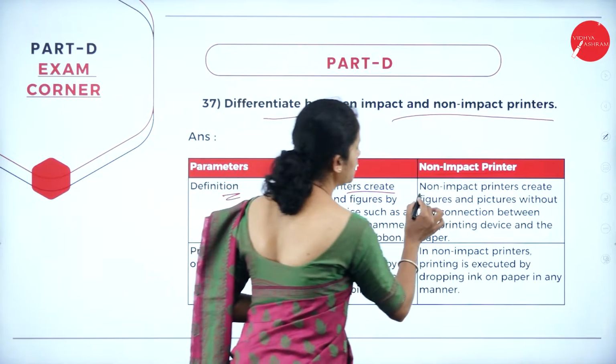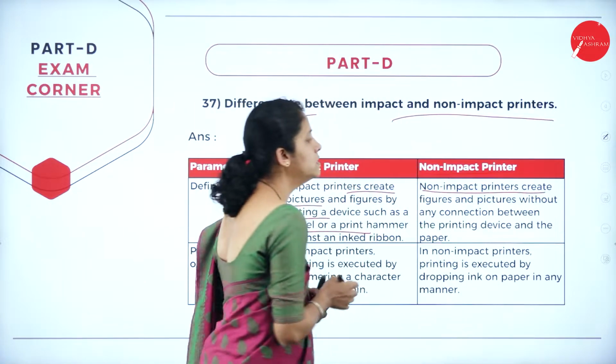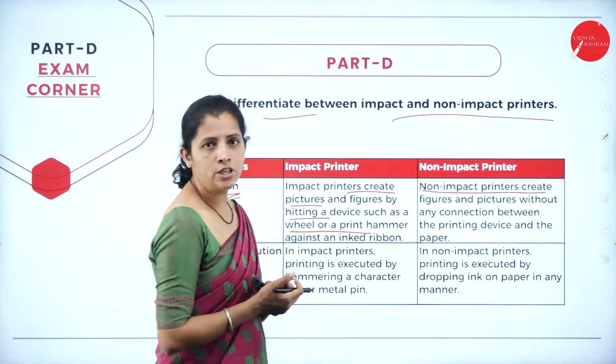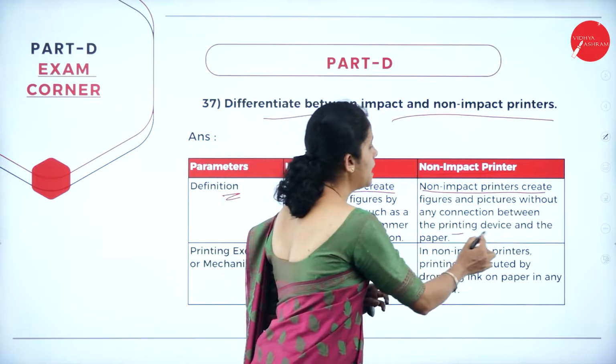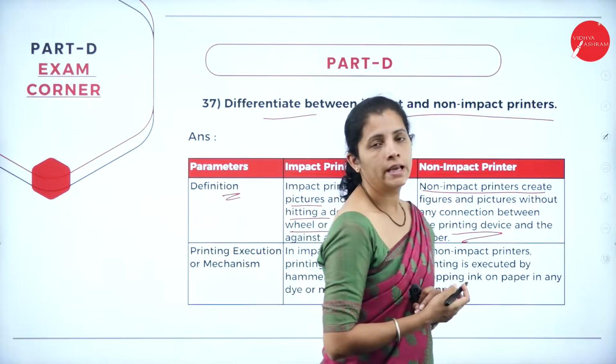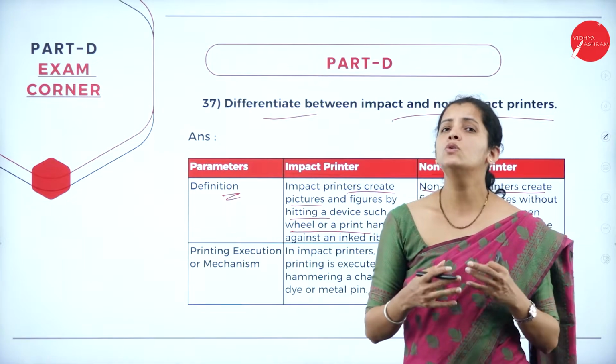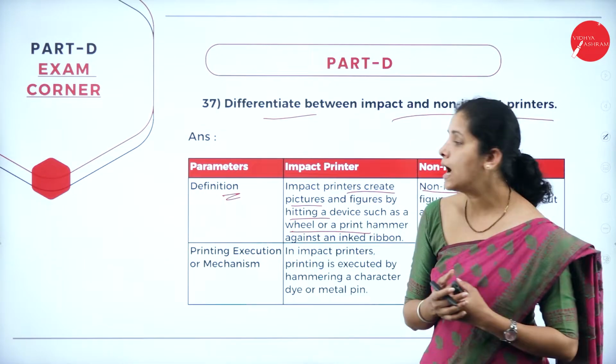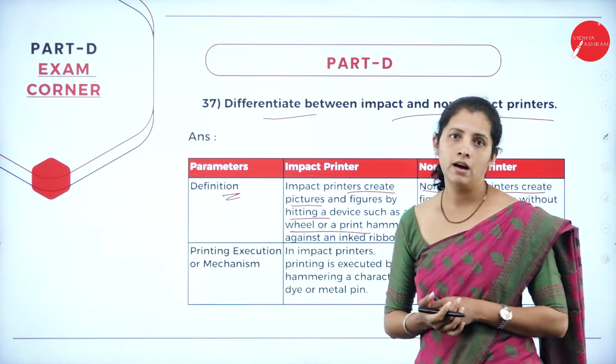Now, in a non-impact printer, there is no connection between the printing device and the paper. In a non-impact printer, there is no impact between the paper as well as the printing device.